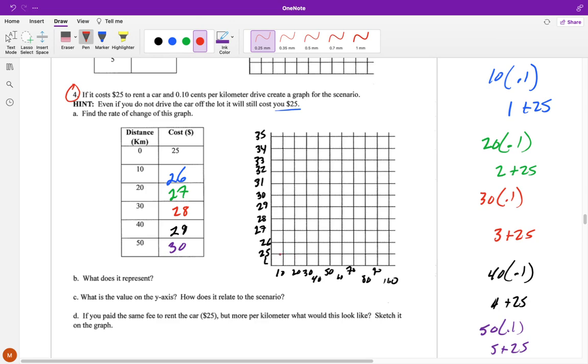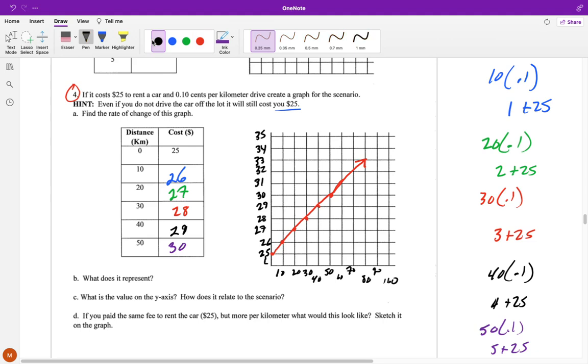So at 0, we're at 25. At 10, 26, 20, 27, 28, 29, and then 30. And since we end there, we could just draw our segment ending there. But I'm going to just continue with it because we know that we could rent it for more. And I'm drawing the arrows.